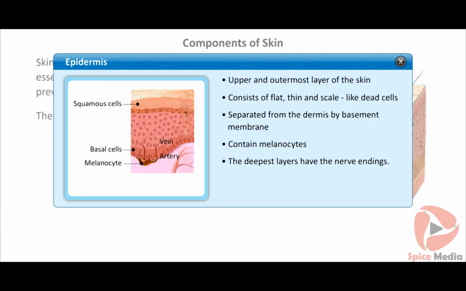Epidermis is the upper and outermost layer of the skin. It consists of flat, thin, and scale-like dead cells. It is separated from the dermis by basement membrane. It contains melanocytes giving color to the skin. The deepest layers of epidermis have the nerve endings.